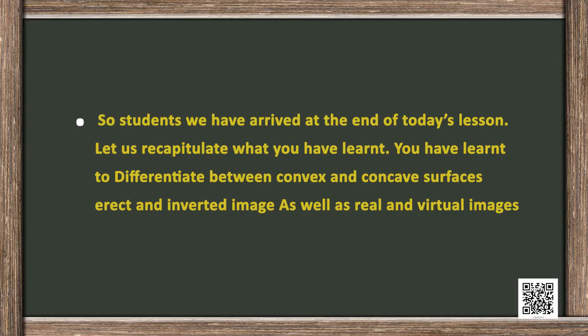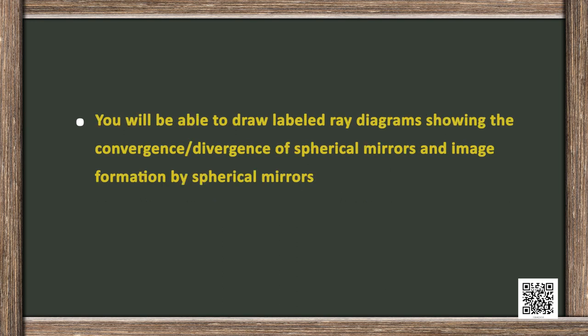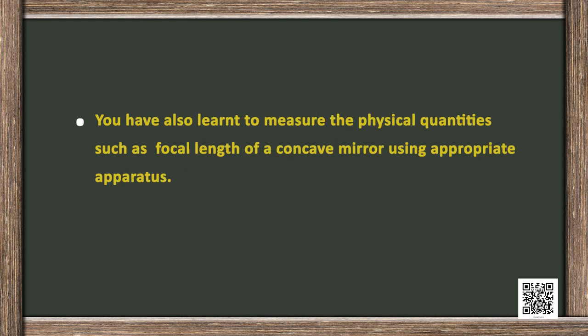So, students, we have arrived at the end of today's lesson. Let us recapitulate what you have learnt. You have learnt to differentiate between convex and concave surfaces, erect and inverted images, as well as real and virtual images. You will be able to draw ray diagrams showing the convergence or divergence of spherical mirrors and also make ray diagrams pertaining to the image formation by spherical mirrors. You have also learned to measure physical quantities such as focal length of a concave mirror using appropriate apparatus. You are now able to give uses of spherical mirrors in day-to-day life.